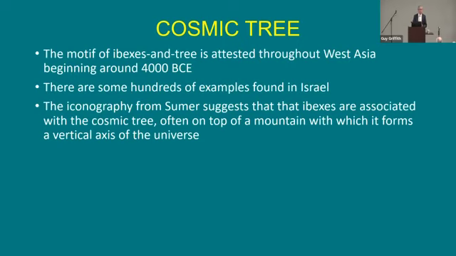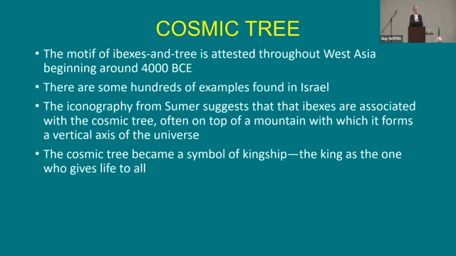The iconography from Sumer suggests that ibexes are associated with the cosmic tree, often put on top of a mountain, so that the mountain is like that, then you have the tree on top of it, and all of it together is a vertical axis of the entire cosmos. So the tree represents the cosmos. The cosmic tree became a symbol of kingship because the king is seen as the one who gives life to all.